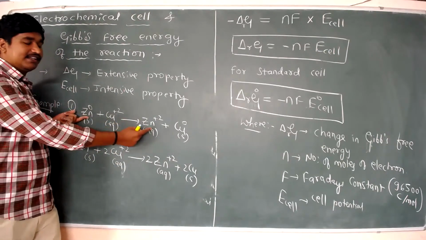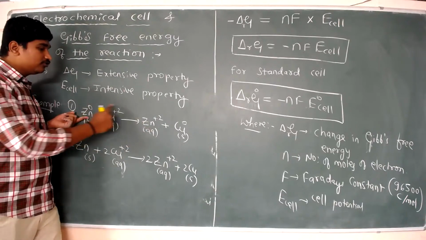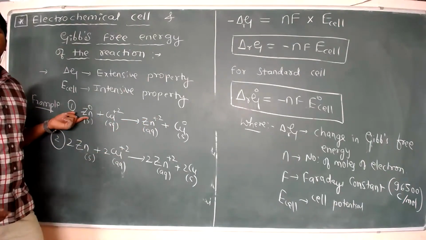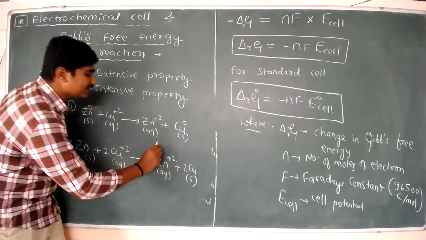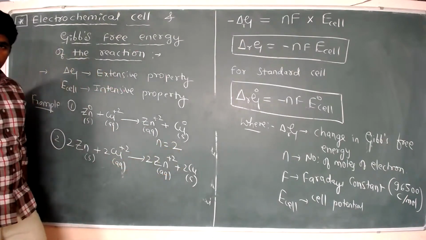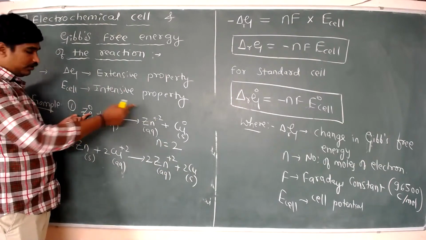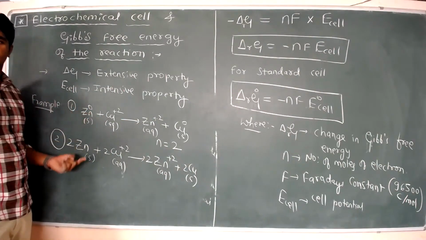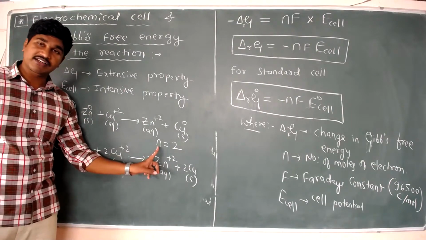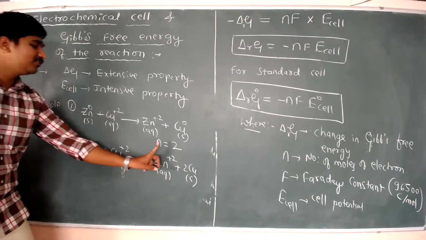Here the oxidation state is 0, here it is 2. Zn goes to Zn plus 2. When will it happen? After losing 2 moles of electrons. So here n is equal to how much? 2. Now take the difference between the charges. Here what is the charge? Plus 2. Here what is the charge? 0. What is the difference? 2. Therefore, how many moles of electrons are involved? 2 moles. That is, n is equal to 2.